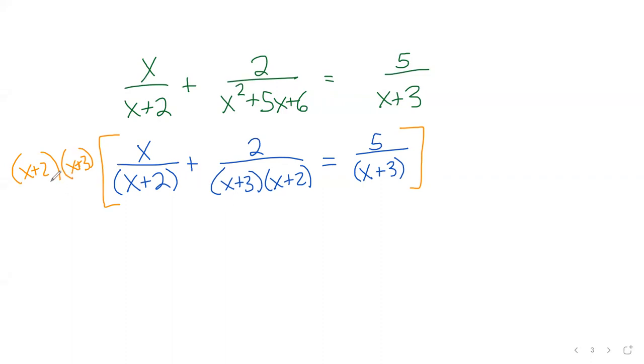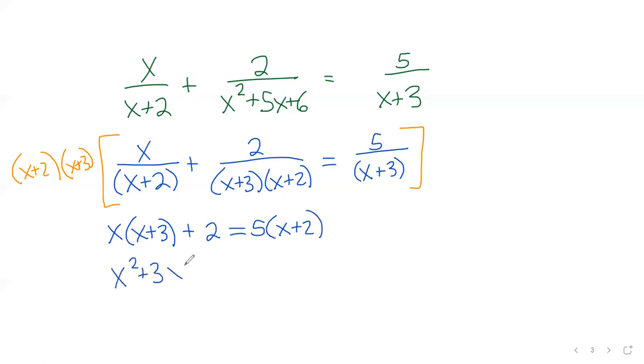Let's do that. When we multiply by this first term, the x plus 2's would cancel and leave us with x times x plus 3. When we multiply by the second term, both of those would cancel with both of those, leave us just plus 2. And when we multiply this third one, the x plus 3's would cancel and leave us with 5 times x plus 2. Okay, so we've got our usual simplifying to do here.